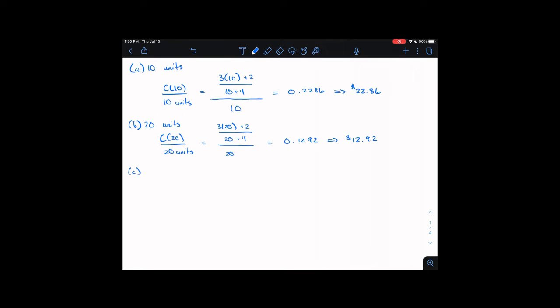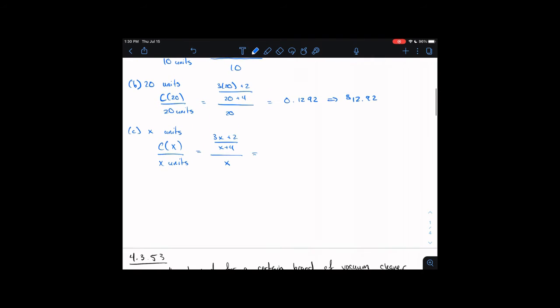And then C, we have x units. So without getting too torn up by the letter, we're just going to do the same thing we would normally do. C of x over x units. We have 3x plus 2. So this is just the function C of x. And then we divide it by x. So this x just multiplies through on the bottom. And we get (3x plus 2) over (x squared plus 4x).